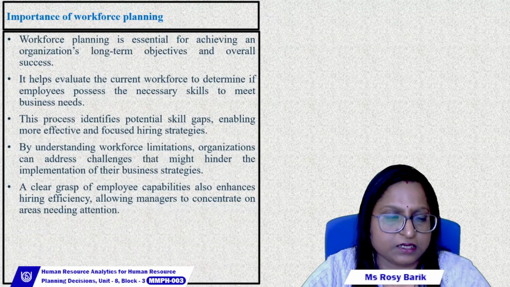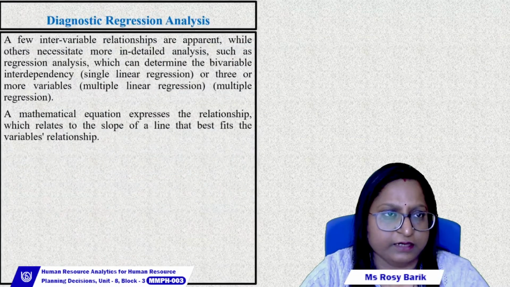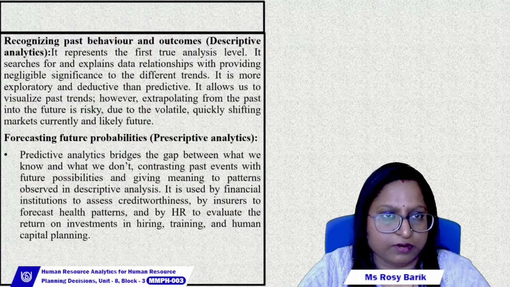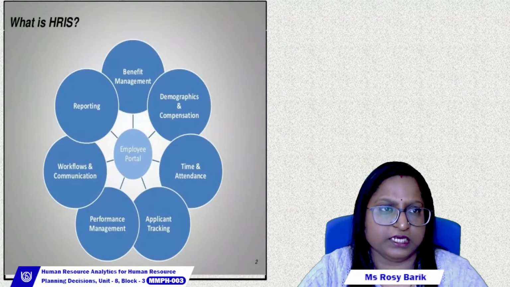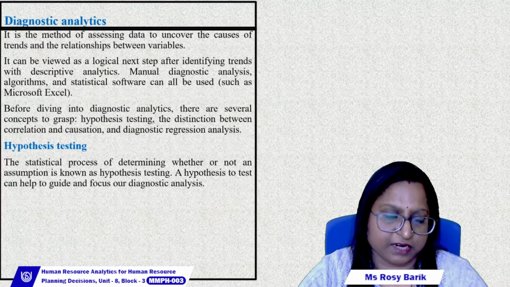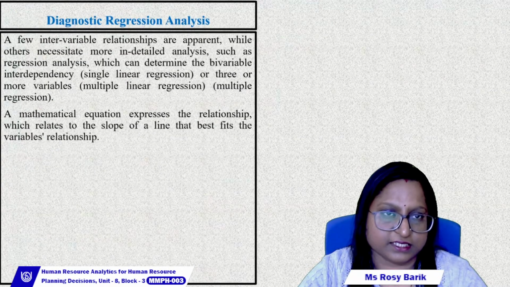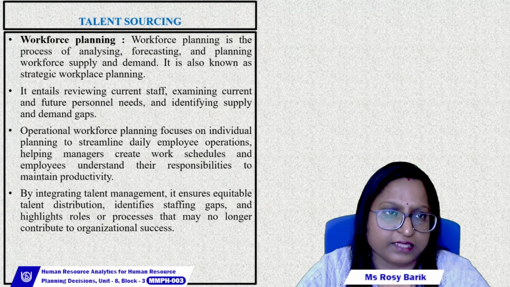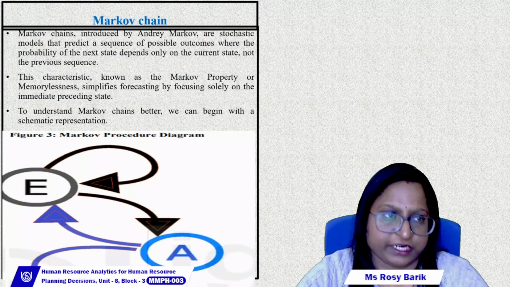Now, we'll discuss the Markov chain, which is also one of the important factors. Till now, we have studied HRIS, descriptive analysis, talent sourcing, predictive analytics, its uses, advantages, disadvantages, diagnostic analytics. Under this, hypothesis testing, correlation, diagnostic regression analysis. Then we have discussed talent sourcing. So now we'll be discussing the Markov chain.